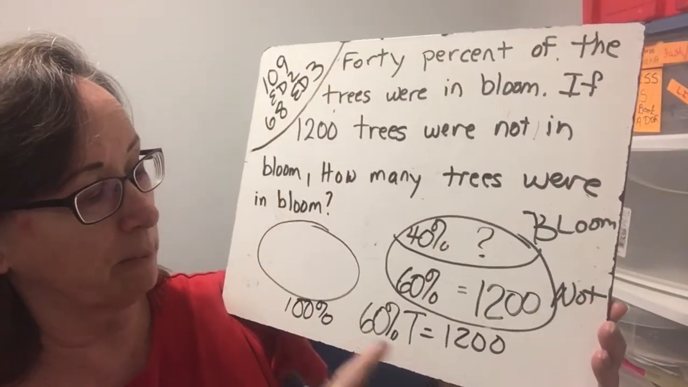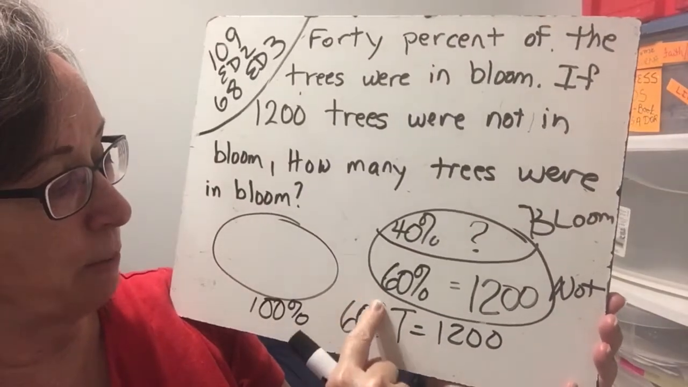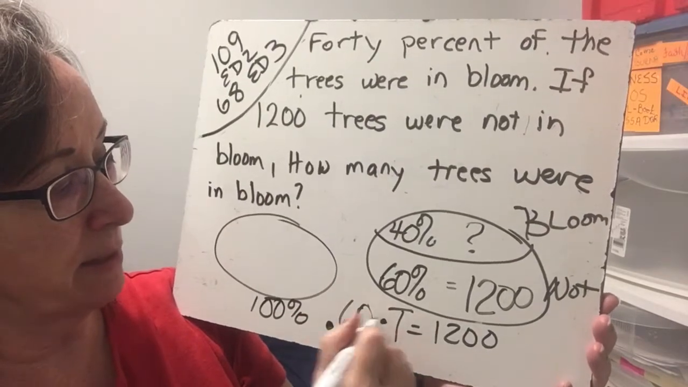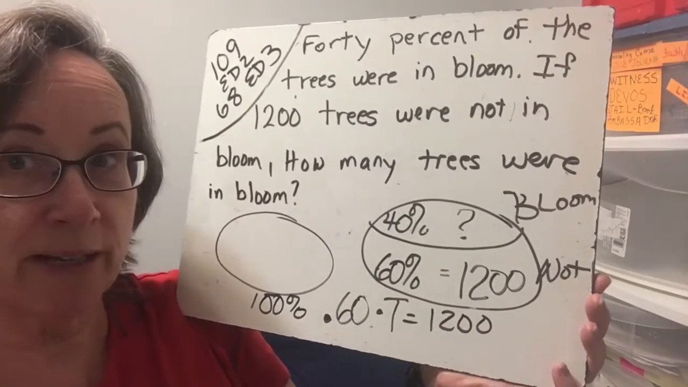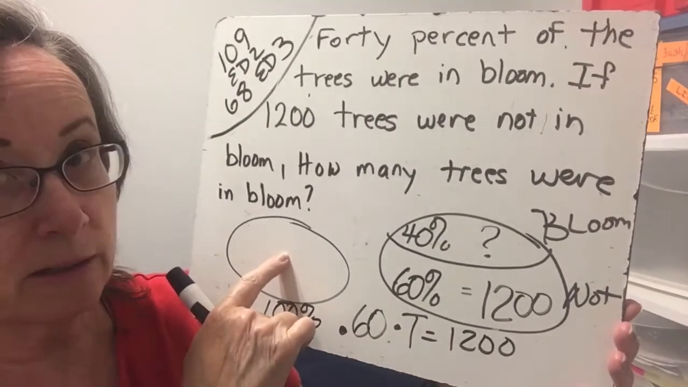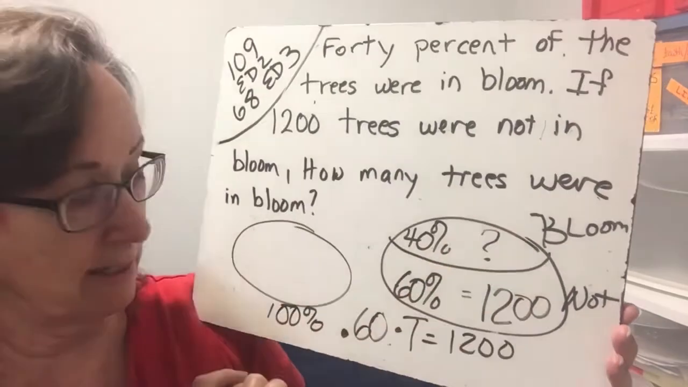So now remember, the 60% is the same thing as 0.60 times the number of trees. We're trying to find the total number of trees, so we can put it here. Then we can subtract the total minus this to get this.